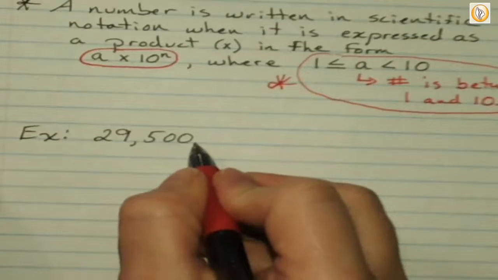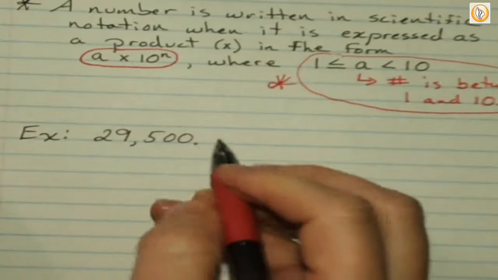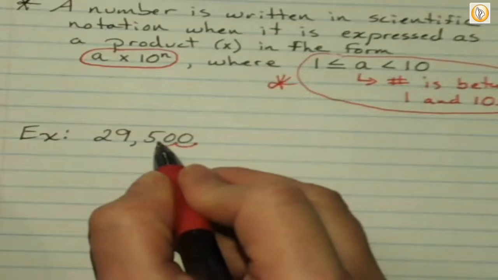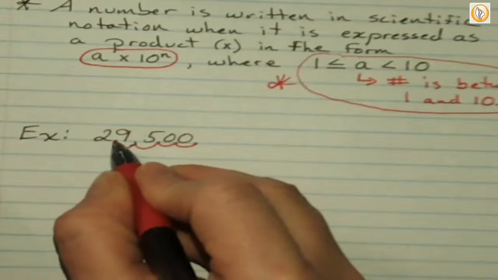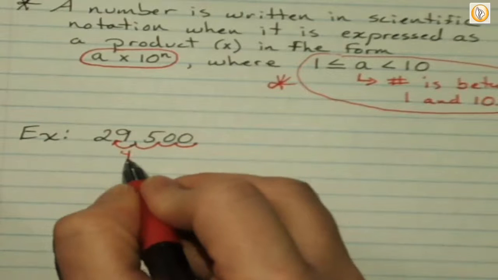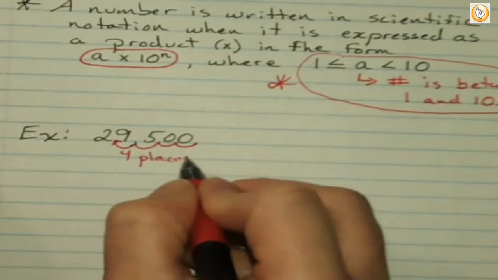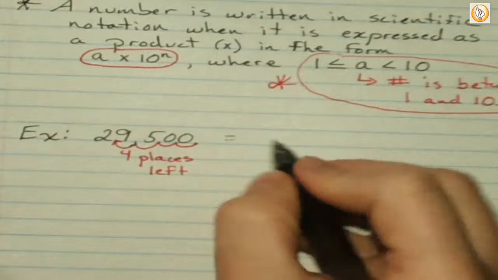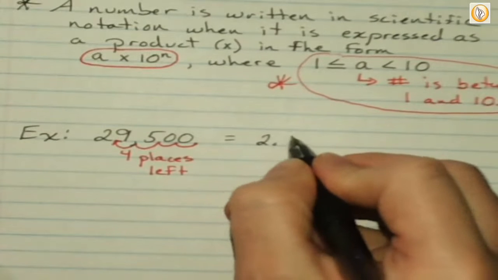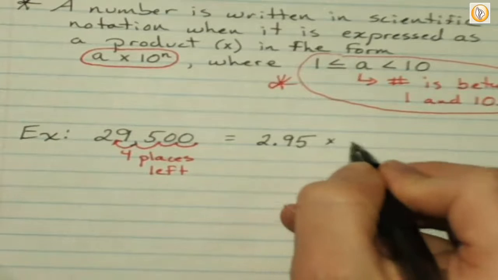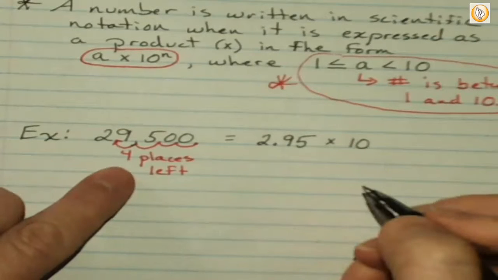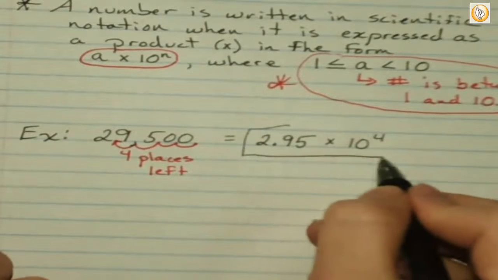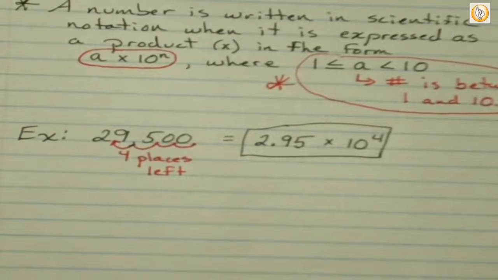I'm going to put an imaginary decimal here because we got to get it between 1 and 10. I'm going to move the decimal 1, 2, 3, 4 places left. So now I have 2.95 times 10 to the, how many places did I move that decimal? 4. To the 4th power. There's that number in scientific notation.